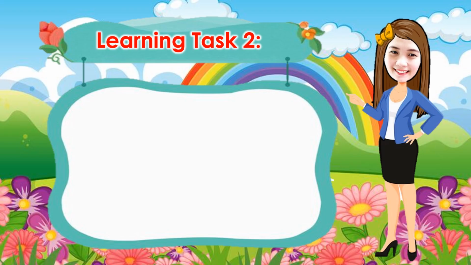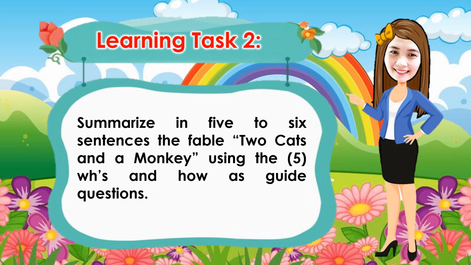Learning Task 2. Summarize in 5 to 6 sentences the fable Two Cats and a Monkey, using the WH and how as guide questions.